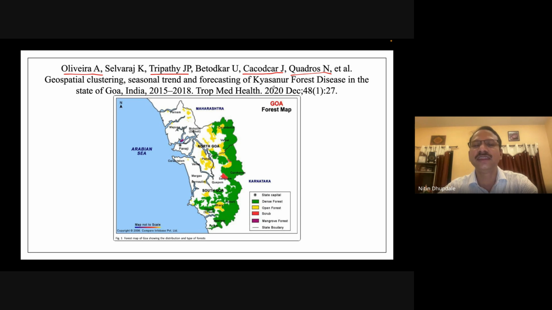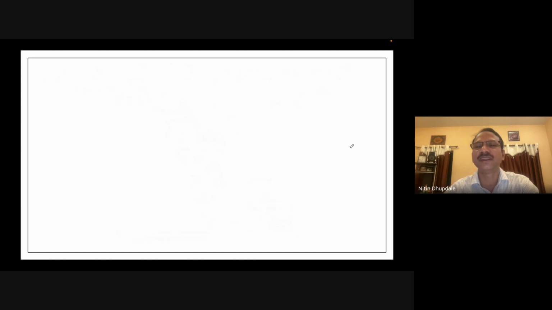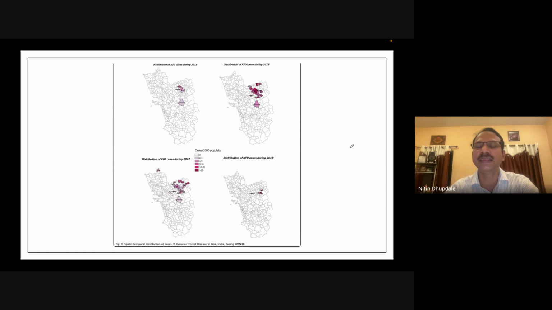So they did this study of the geospatial clustering and seasonal trend and forecasting of KFD in Goa, from 2015 to 2018. So this was a wonderful study which was published in the Tropical Medicine and Health journal in 2020. So there was one publication which that guy missed. Anyway, sometimes it can happen, but they did a wonderful study.